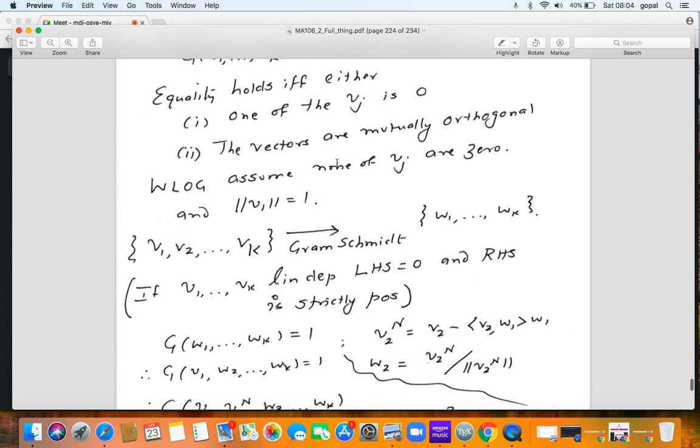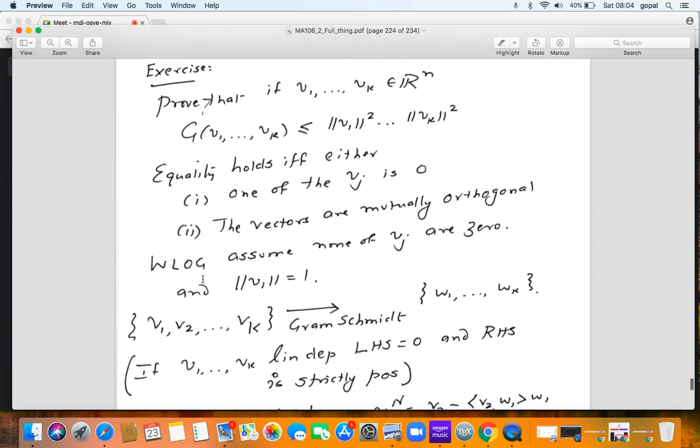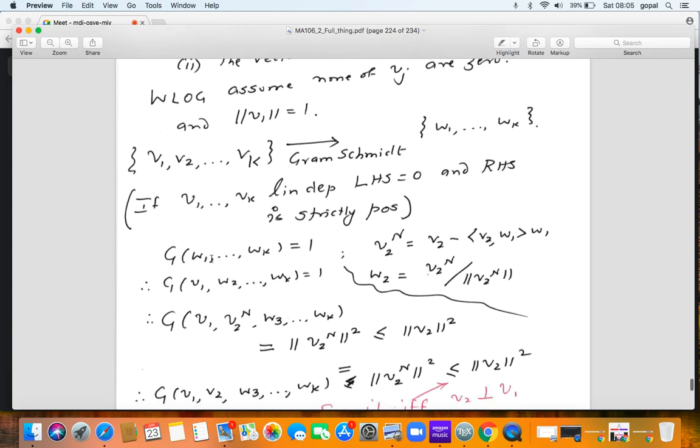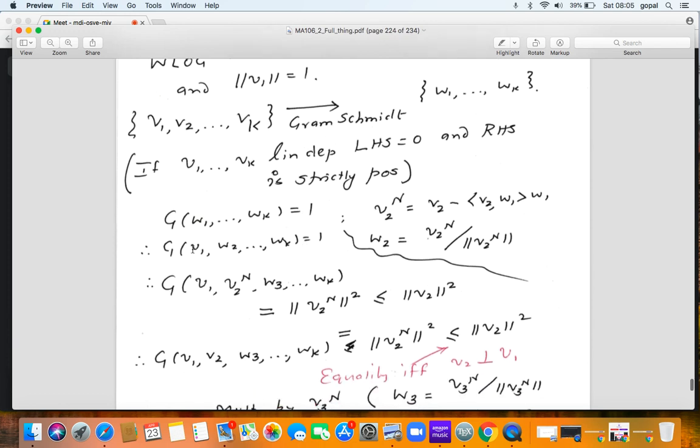If I apply Gram-Schmidt to this, I get W1, W2, ..., Wk. But W1 is the same as V1 because V1 is assumed to be a unit vector. Now remember, what exactly happens to this when the vectors are mutually orthonormal, or orthogonal unit vectors? The Gramian of an orthonormal system is 1. So both sides are 1 when the vectors are mutually orthogonal unit vectors. In other words, the Gramian of W1, W2, ..., Wk is 1. But W1 is the same as V1, remember? So the Gramian of V1, W2, ..., Wk is 1.